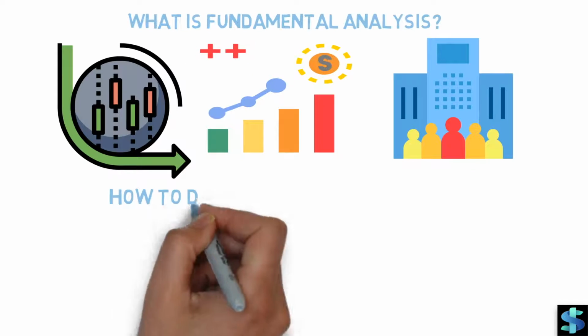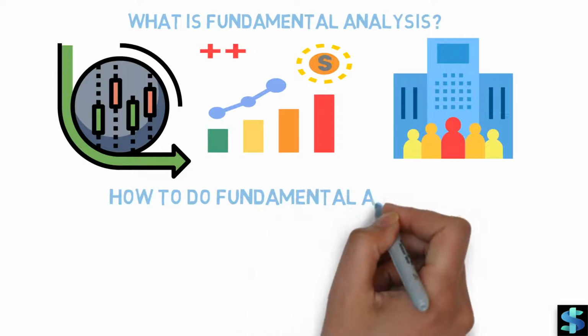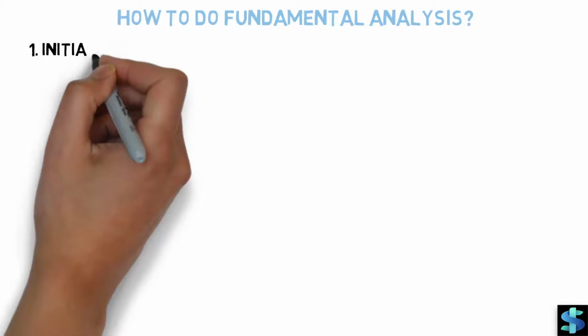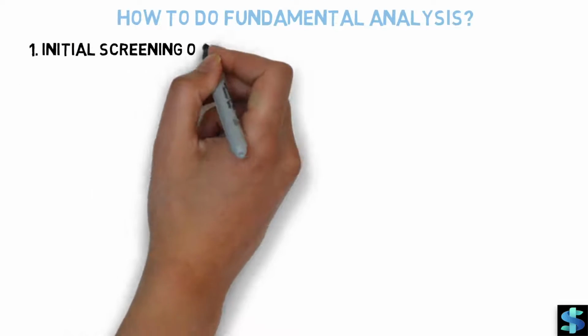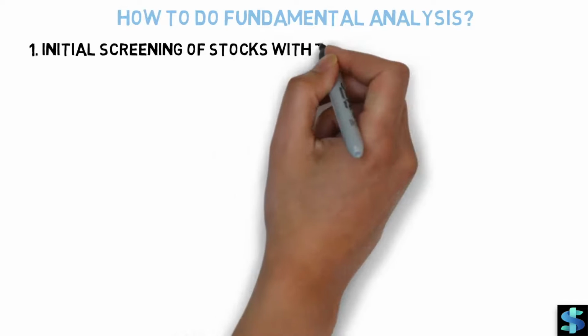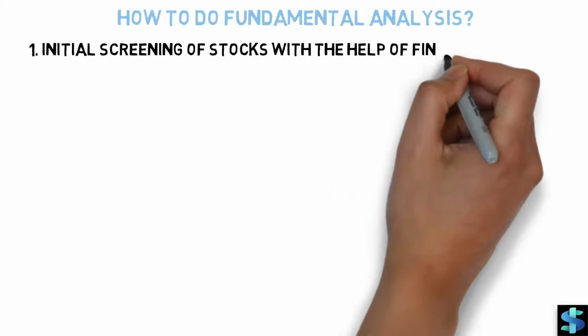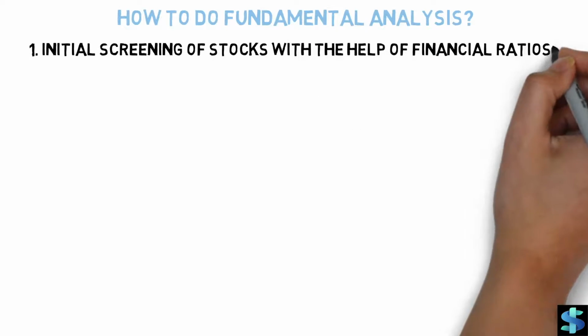How to do the fundamental analysis of stocks? Let's quickly look at some of the best and easy ways to perform fundamental analysis of stocks so that you can pick the selected ones for long-term investments. Initial screening of stocks with the help of financial ratios. First of all, the initial screening of stocks is done to find the right company to invest.